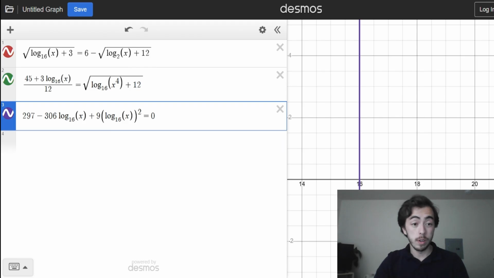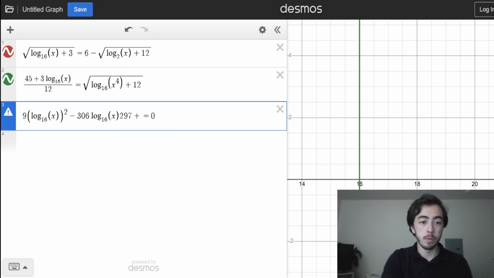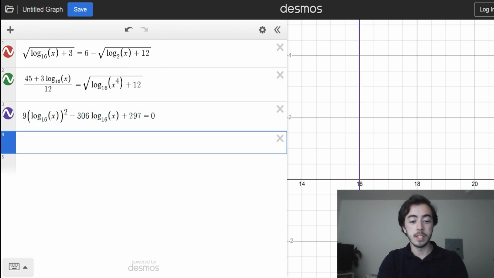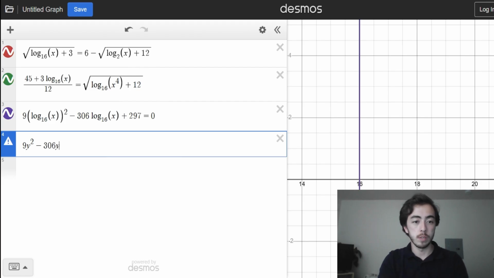And this, weirdly enough, is kind of a quadratic equation. I'm going to put it in standard form right now, where we now have something squared minus, or we have basically ax squared minus bx plus c equals 0. This essentially is just 9y squared minus 306y plus 297 equals 0. And I'm going to ignore the graph for this one for a sec.